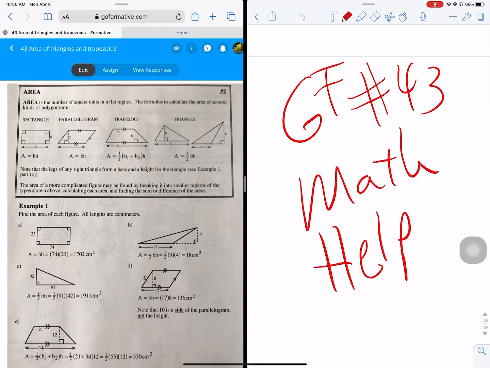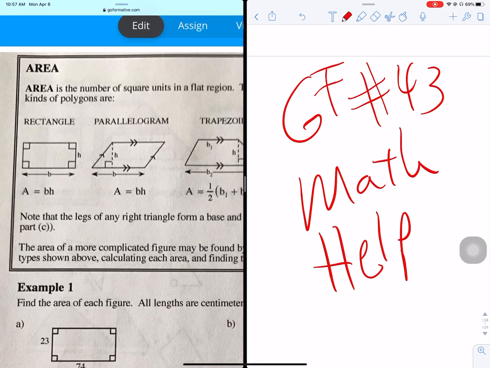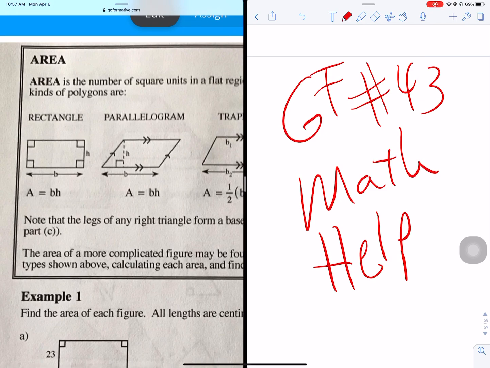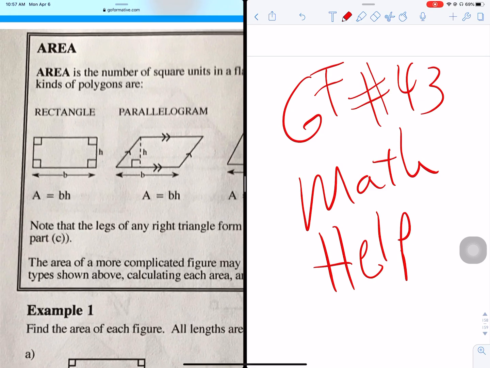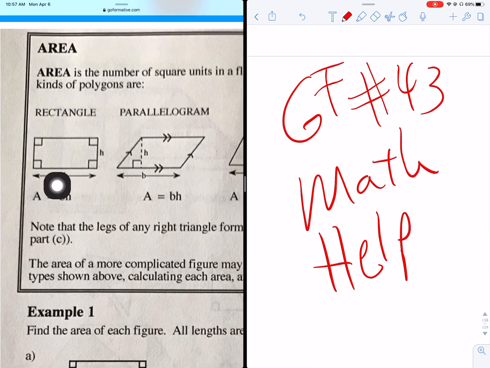Hello everyone and welcome to GoFormative number 43 on the area of triangles and trapezoids. So here's how this lesson works. Up at the top here are equations and examples of shapes and the equations below. So for example, this is a rectangle. Here's the equation. Area equals base times height. Take this number, times it by this number, then you're done.